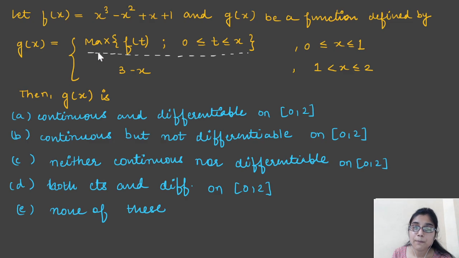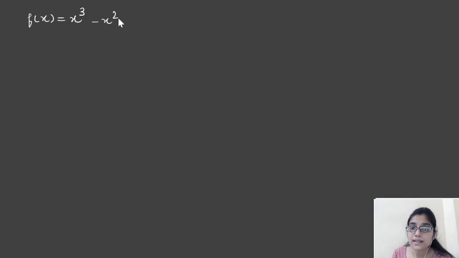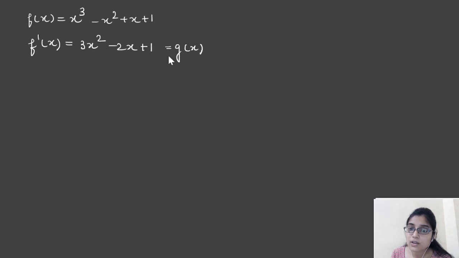Okay, so what we will do, we'll just write down this f of x. What is this? x cube minus x square plus x plus 1. All the time whenever we have to find out maximum and minimum value, we try to find out its derivative, because this is a polynomial, so obviously it is differentiable. This is going to be 3x square minus 2x plus 1. Now suppose, I am just calling it y. So you have y equals 3x square minus 2x plus 1.